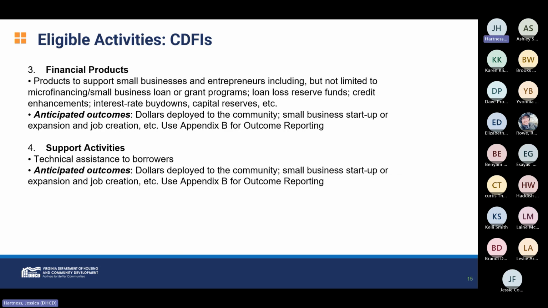Financial products are also eligible activities to apply for. So again, products that support small businesses and entrepreneurs. And we would be looking at those anticipated outcomes again, dollars deployed to the community, how many borrowers, if jobs are being created or expanded, if businesses are being created or expanded, et cetera. And then again, support activities. So technical assistance to those borrowers. You're applying to create some sort of programming that would assist the borrowers.